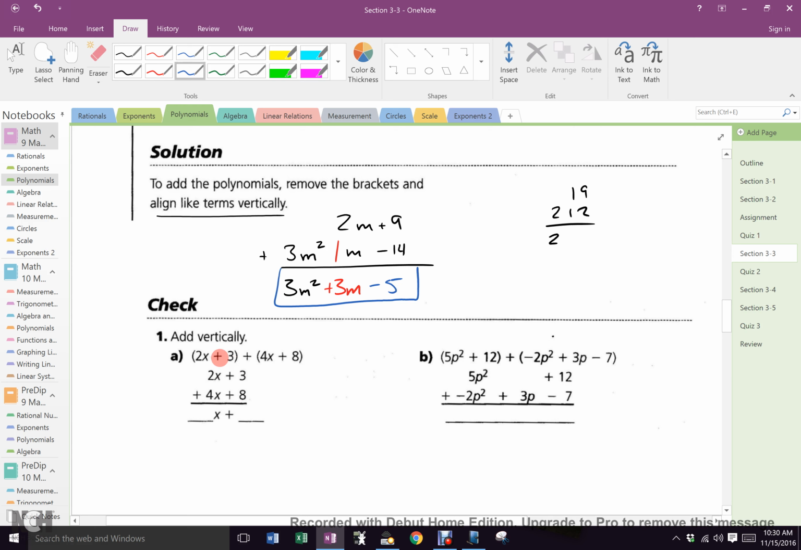I have done the first one for you. I have lined it up. 2 plus 4. 6 X's. 3 plus 8. 11. I've lined this one up. 5 plus minus 2. 3. 3p squared. 0 plus 3p. 3p. 12 plus negative 7. So I have $12 and I'm getting rid of 7 of it. 5. Plus 5. Is everybody good?